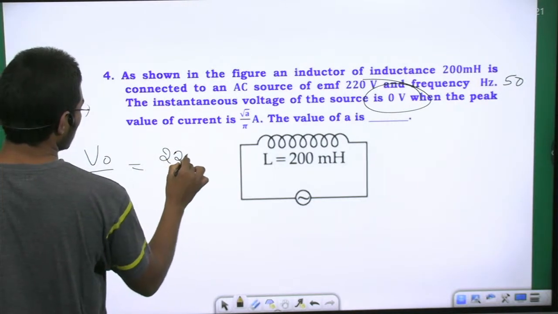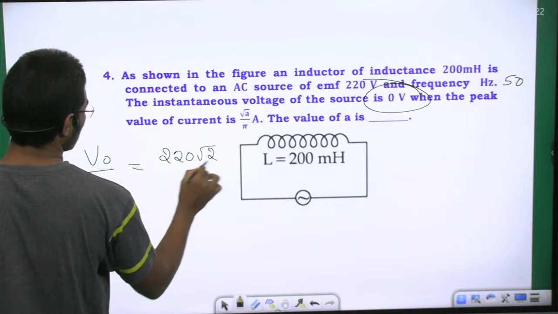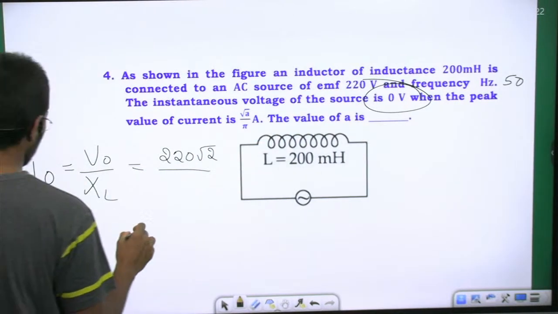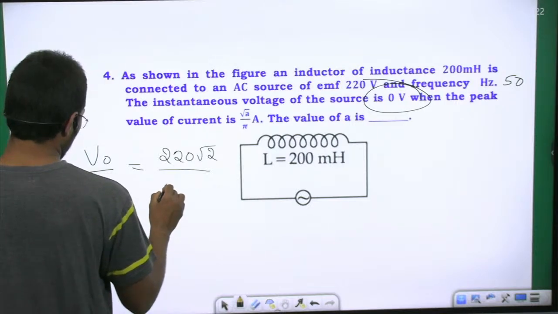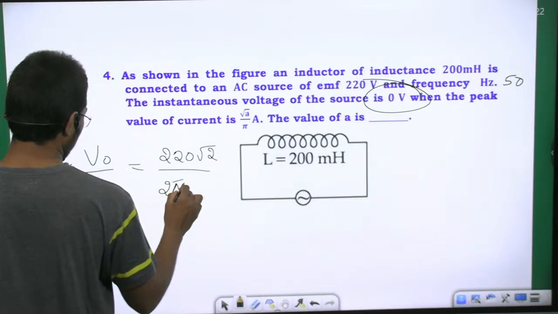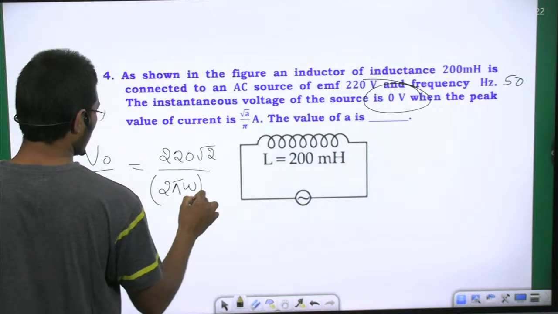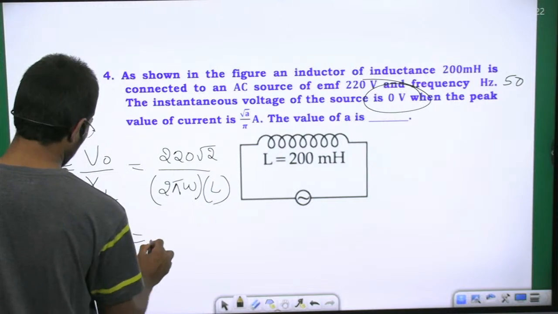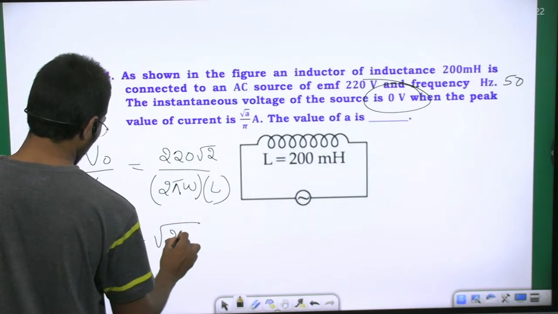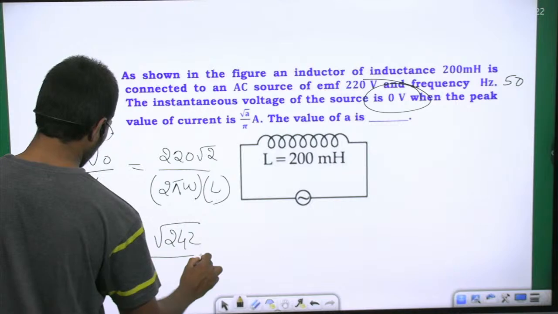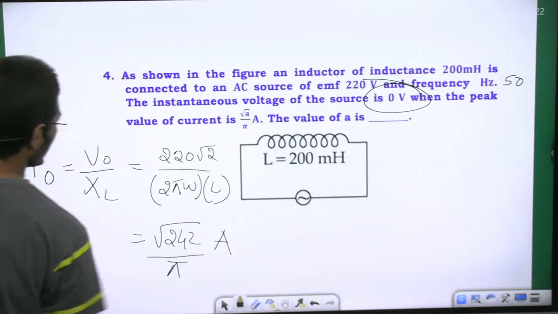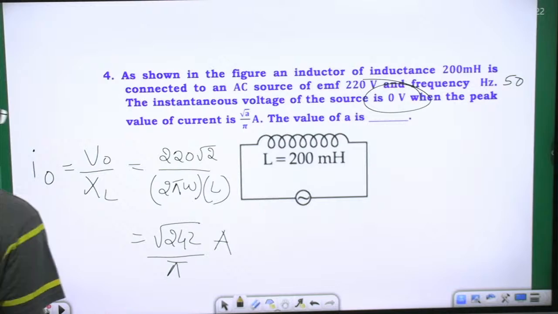Generally it is given as RMS, so we need to convert it into the peak one. So what is XL? 2 pi f into L. So substitute it. Straight question, we get root 242 by pi. So the answer of A is 242.